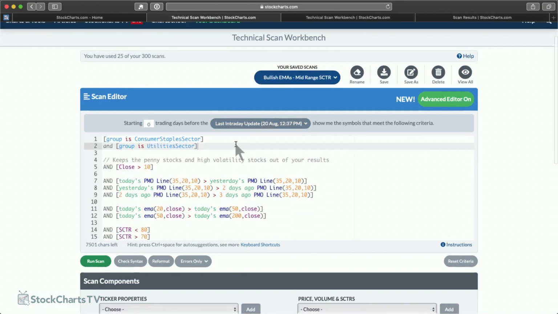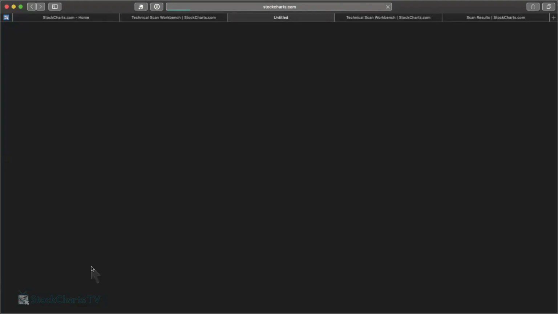Okay, this is a problem with the code, and it's not going to tell you this. Can a stock be in consumer staples and in utilities at the same time? No. So in this case, because I'm adding another sector, I'm going to put in an or clause. That way I won't get 0 results. Run the scan, and there you go.